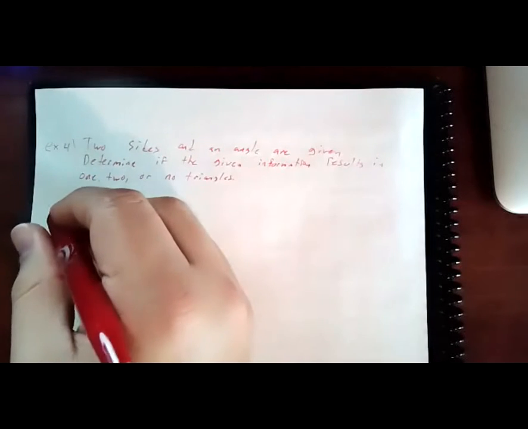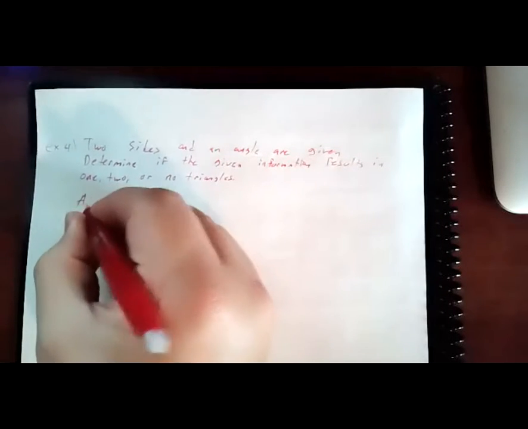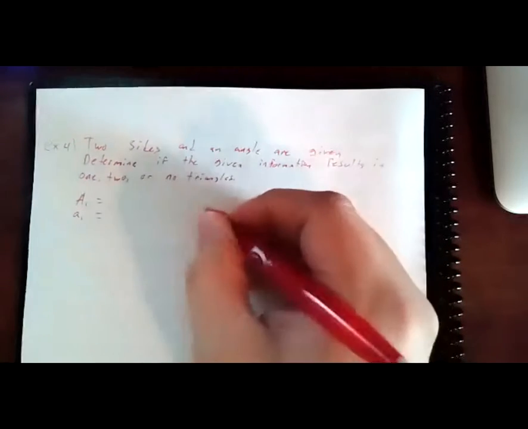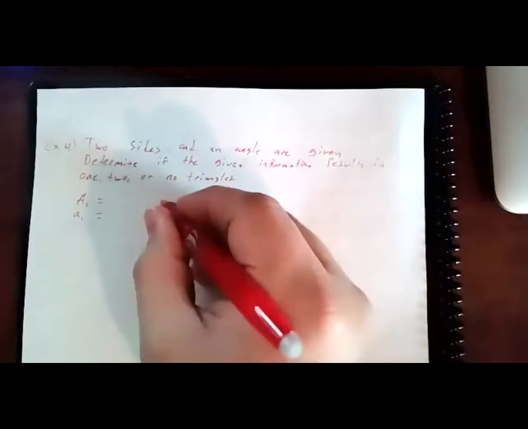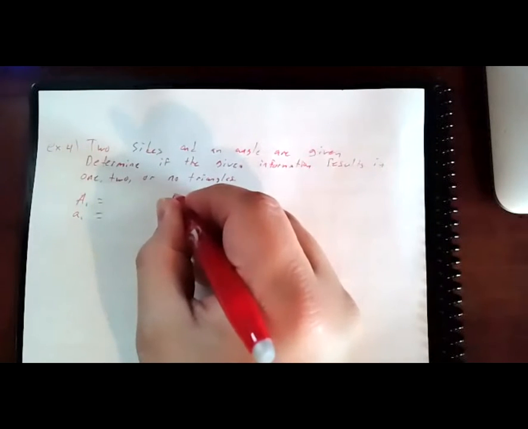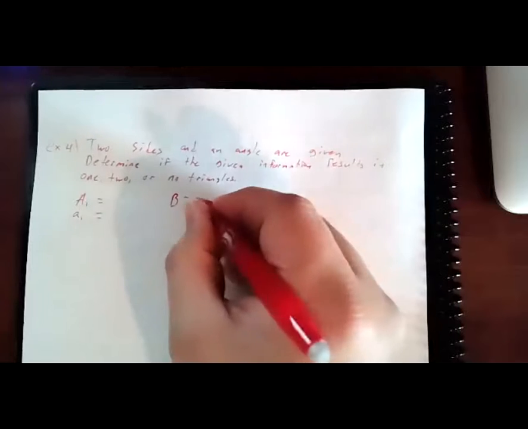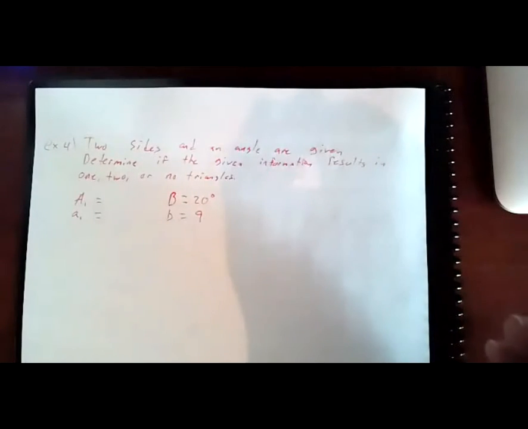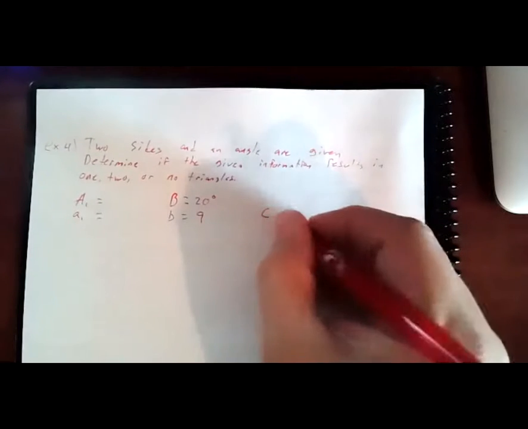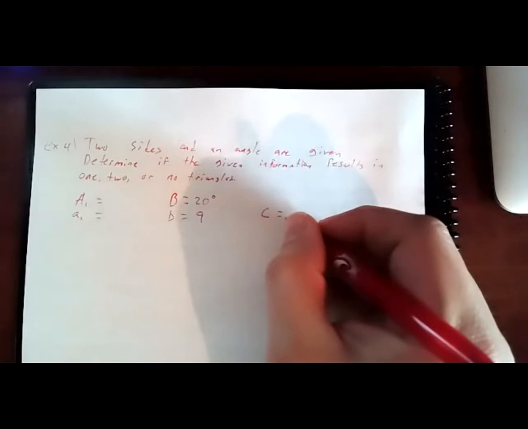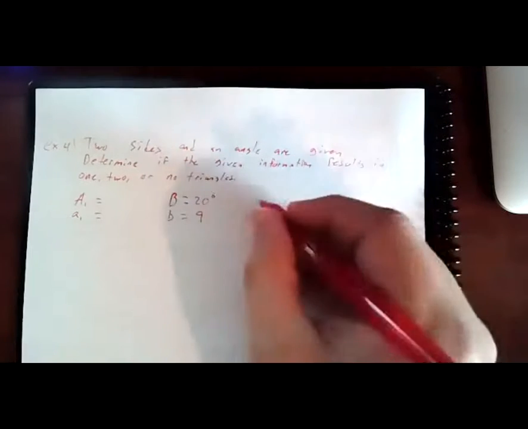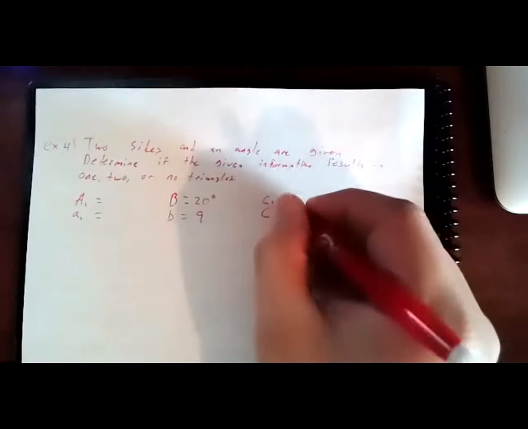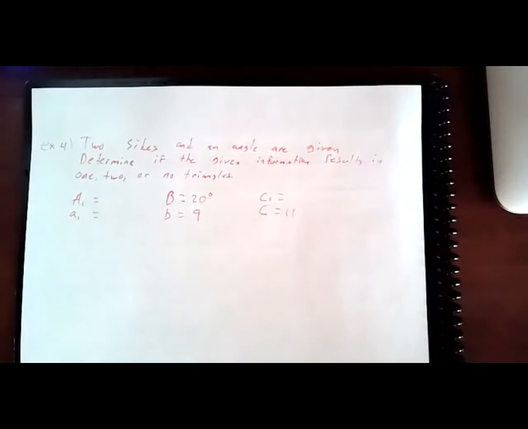So let's see here. I'll call this A1, little a1 for my first triangle. B will be the fixed part that they're going to give you, so there'll only be one B. This is given to you as 20 degrees. Little b is 9. They also give us a little c, which is 11. To make this a little easier, it'll be a C1 and a C2.